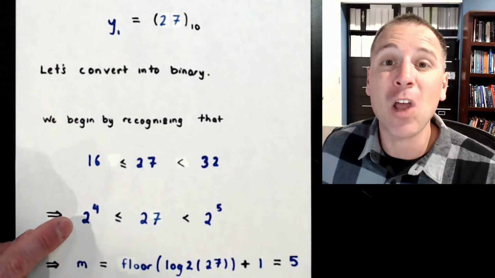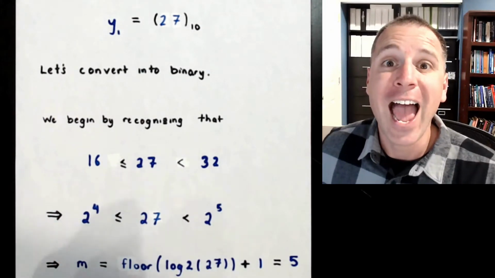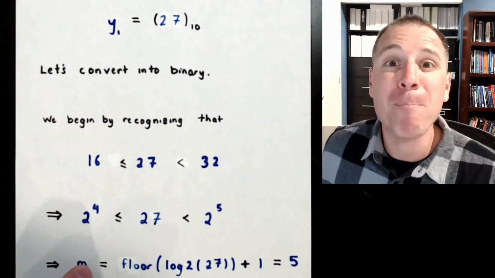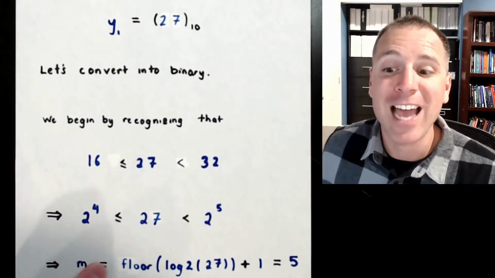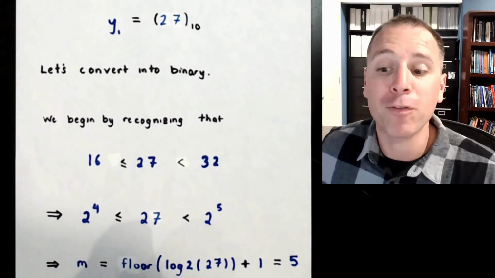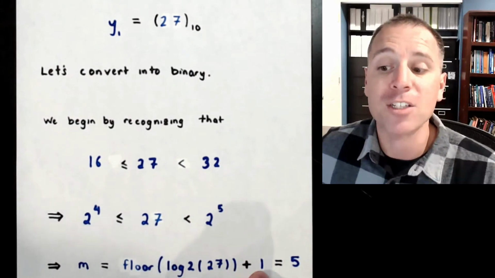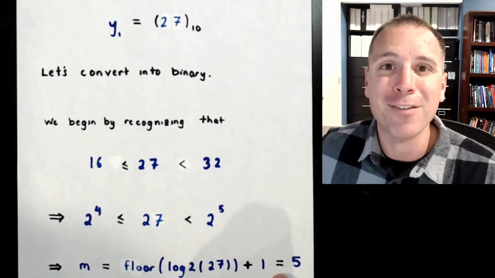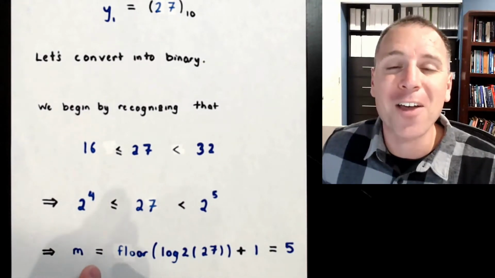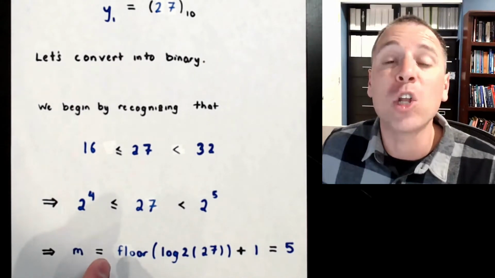By applying log base 2 across this entire chain of inequality and doing a little bit of math involving floor functions, we know that the number of binary digits, the number of bits needed to encode the number 27, is given by the floor of log base 2 of 27 plus 1, which is 5. If you need a reminder of where this formula came from, please go back and watch that other video because we cover this formula in that video in glorious detail.